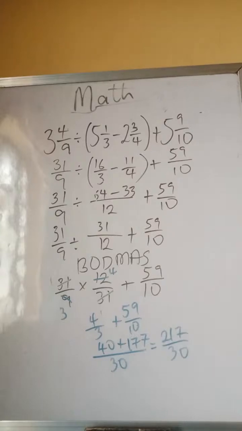217 over 30 will just leave you with 7 whole number, 7 over 30. So this is 7 whole number, 7 over 30.